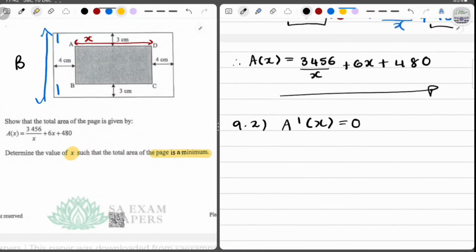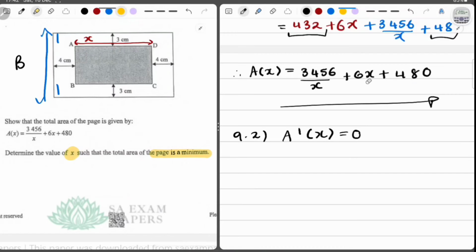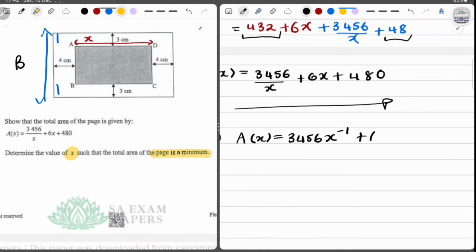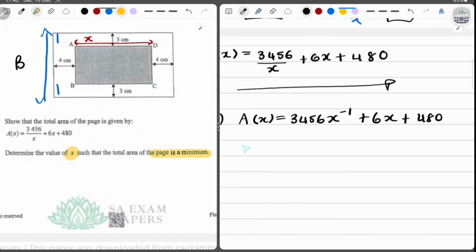Now that we have this, we're just going to have to derive that. But I can see it's not ready to be derived, so let me just rewrite it. You see that x needs to come to the numerator. So we have 3,456 x raised to the power of negative 1. That's what happens when it comes to the numerator: the positive 1 exponent becomes negative. Then everything else is fine, so 6x plus 480. Now we can go ahead and derive.